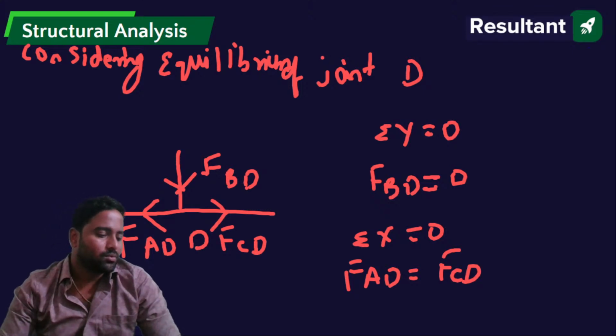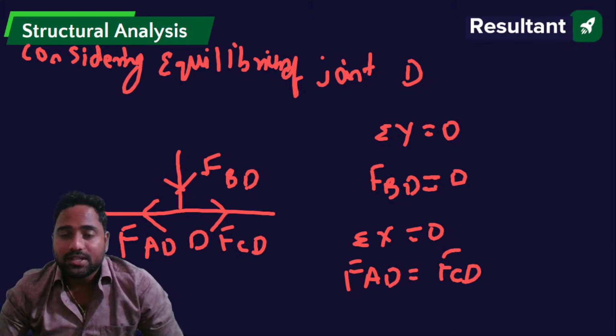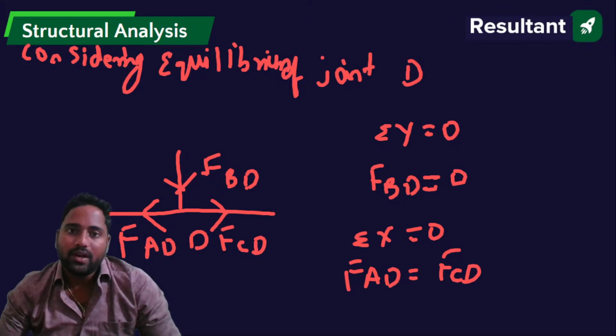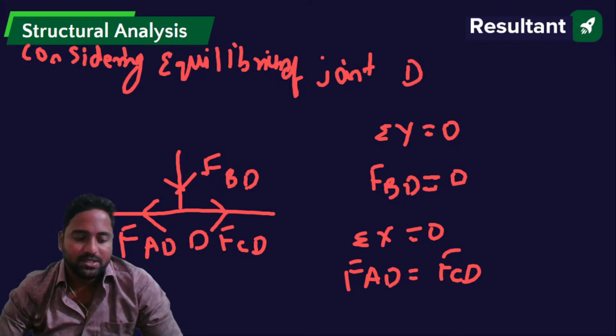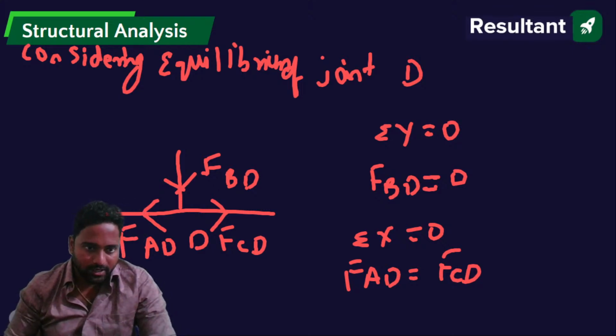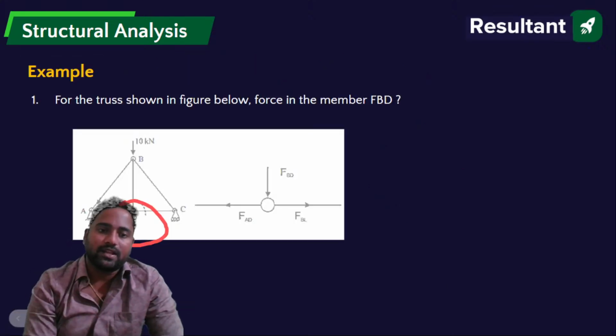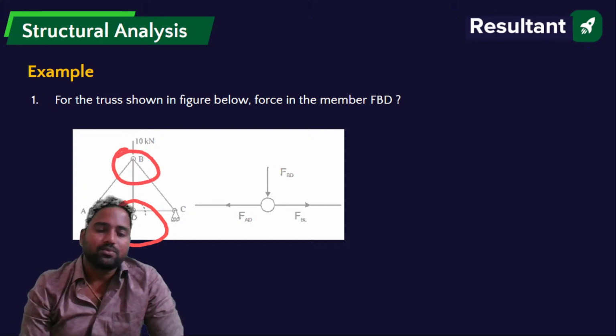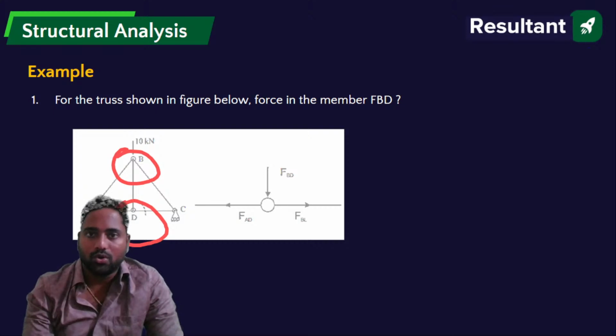Okay. So are there any doubts in this, guys? We have found out, first of all, the support reactions. Next, by considering the equilibrium of joint, we try to find out the forces in the members. So this is based on equilibrium of joint D. Similarly, if they ask for the forces in other members, like let us say, what is the force in member AB and BC, what will you do?